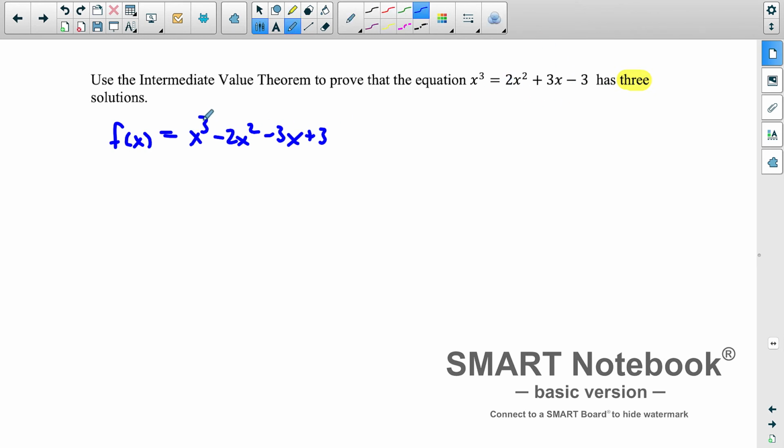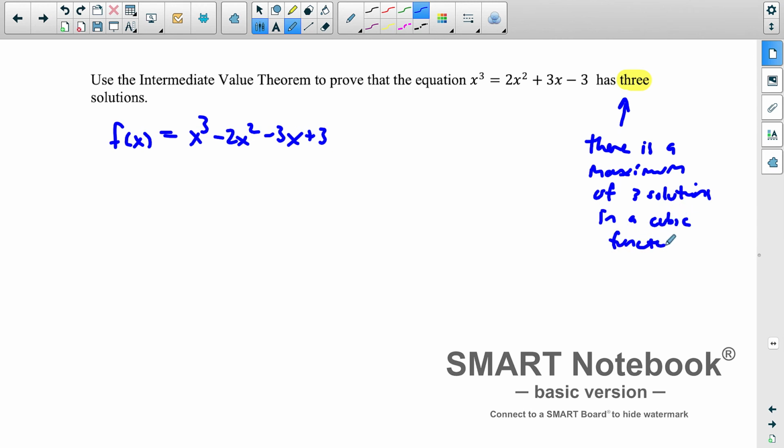Because this is a cubic, right, because it's degree 3, remember what that tells you? That tells you that 3 is the maximum there could be. There could be less than 3 real roots, real solutions, but at most there could be 3. So maybe I'll just start by writing there is a maximum of 3 solutions in a cubic function. That's degree 3 if you want to write that down.